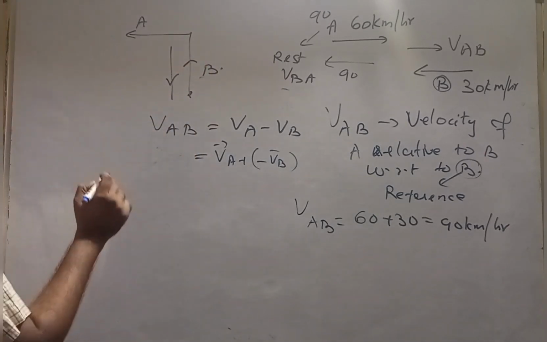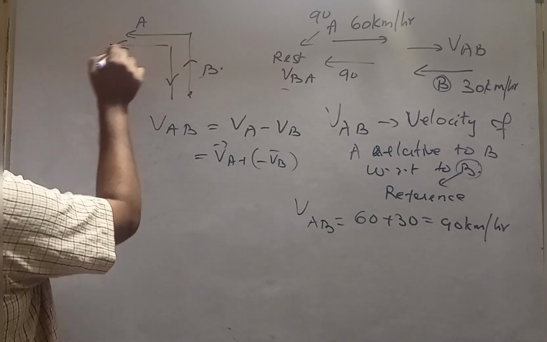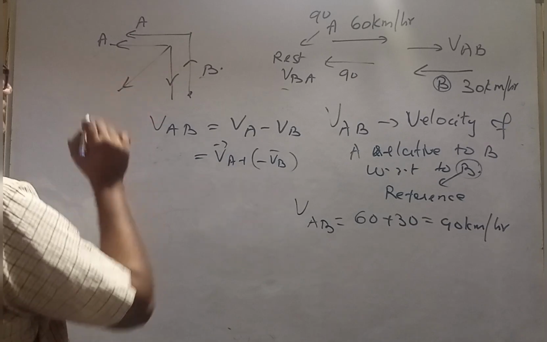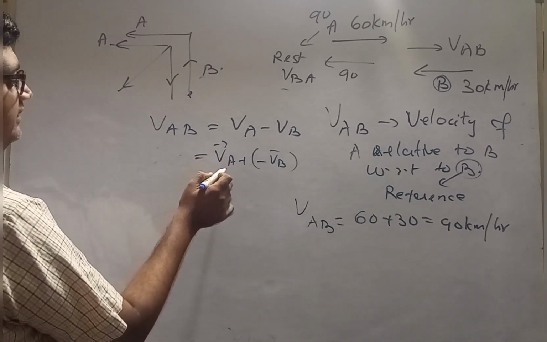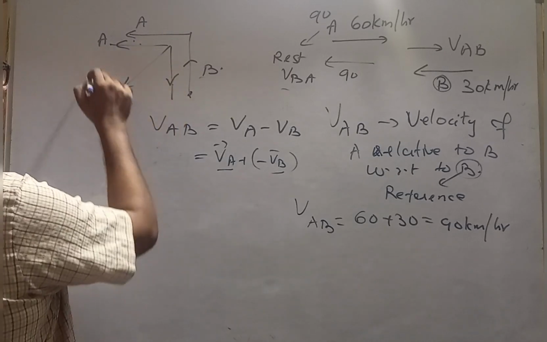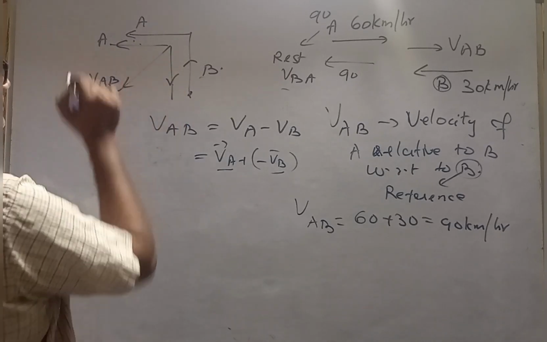So what is the direction of VAB? VAB direction will be the resultant direction. You are adding VA and minus VB. You have to draw the resultant of these two. So this is the direction of VAB.